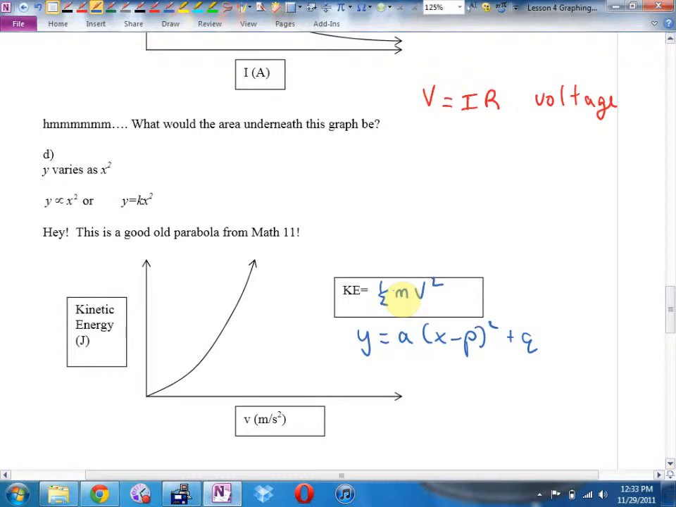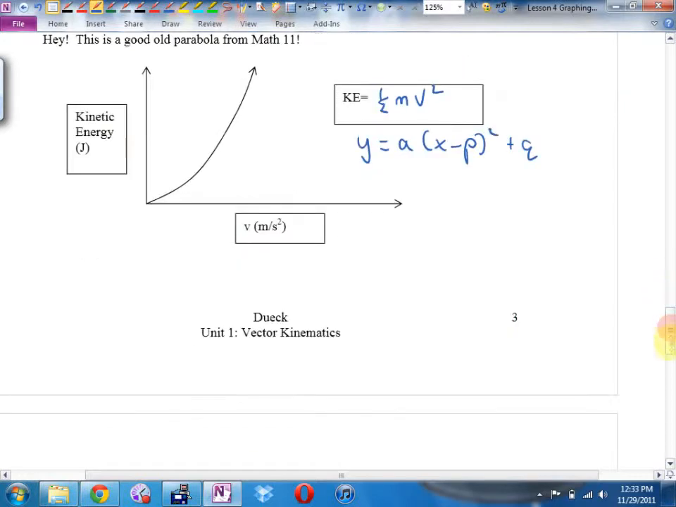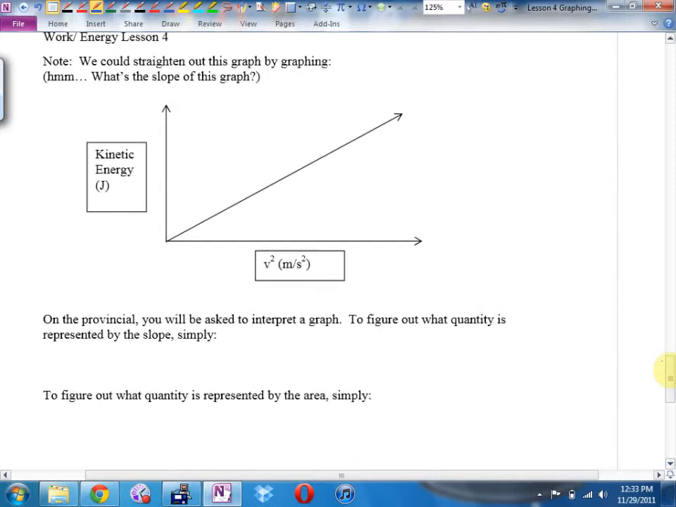By the way, what does the slope of this graph mean? Let's try dividing the units. That would be joules divided by meters squared per second squared. By the way, there's a typo here. There should be a squared on this m right here because v squared would be m squared over s squared. And on the previous graph, we should scribble out the squared because velocity is meters per second, not meters per second squared.